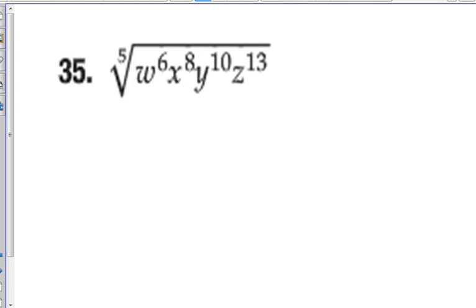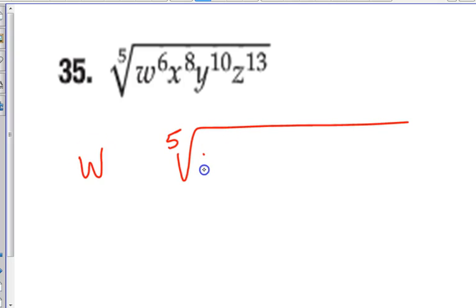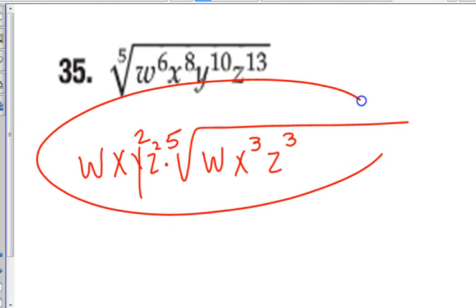Can anybody do this one really fast then? We have a 5th root. How many are going to go in here? 1 goes out and 1 left over. 1 in, 3 left over. 2 out, none left over. 2 out and 3 left over. That's right off your homework.